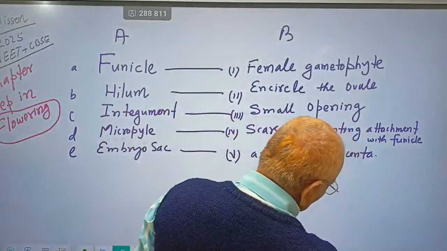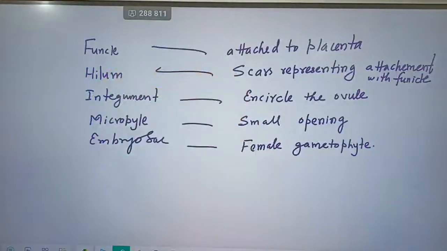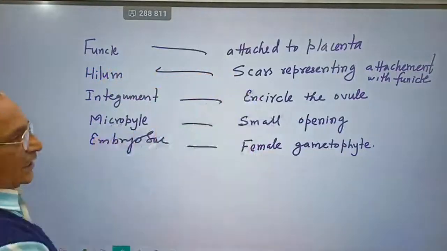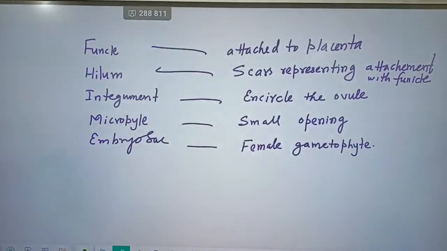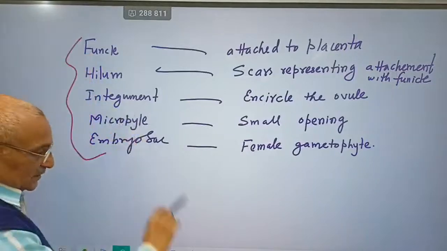So your correct answer I am going to give you. Funicle is attached to the placenta. Hilum is a scar representing attachment with the funicle. Integument encircles the ovule. Micropyle is a small opening, and embryo sac is the female gametophyte. So I think you can match and get your answer.